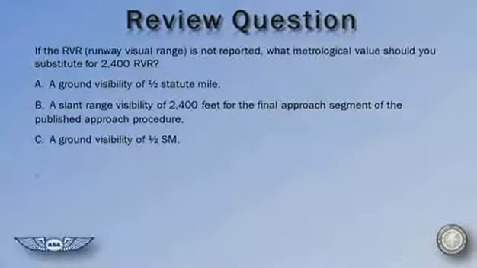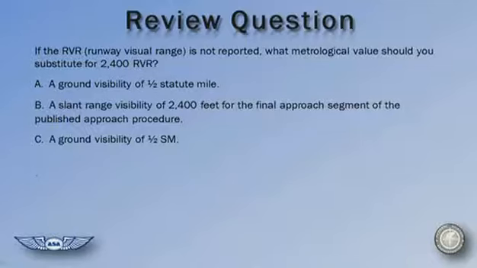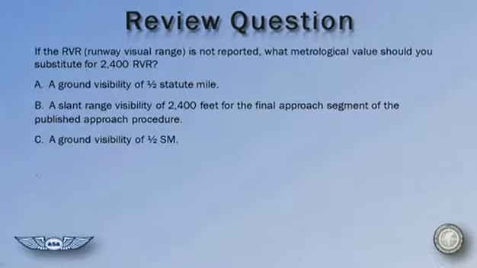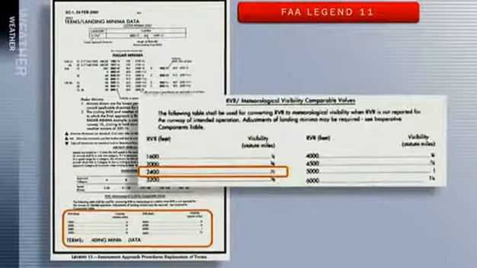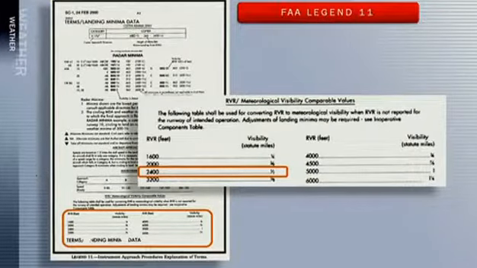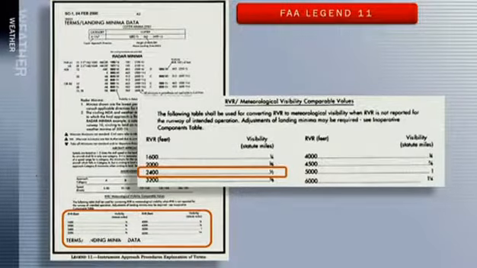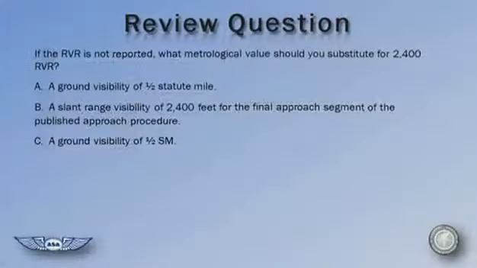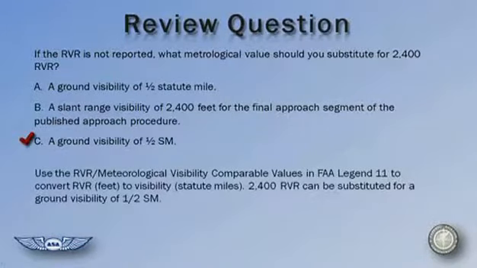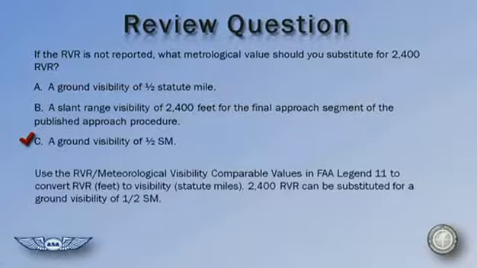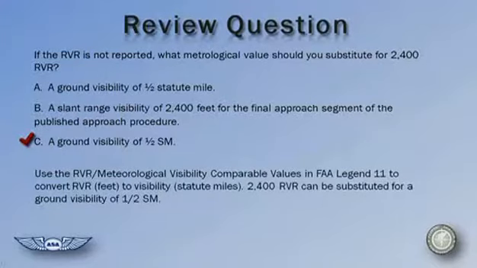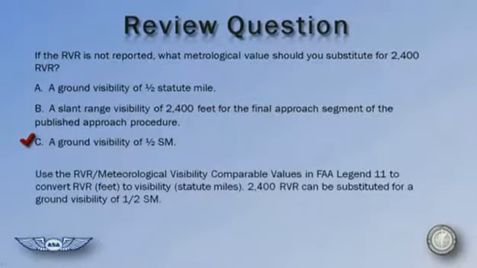If the RVR, runway visual range, is not reported, what meteorological value should you substitute for 2,400 RVR? Which of these is correct? In order to arrive at that, we're going to have to look at a legend here. And we can zoom in, as we do, and show that, in fact, 2,400 feet RVR is a half statute mile visibility. Go back to our question, which one's correct? C. Use the RVR meteorological visibility comparable values in the FAA Legend 11 to convert RVR feet to visibility statute miles. 2400 RVR can be substituted for a ground visibility of 1/2 statute mile.